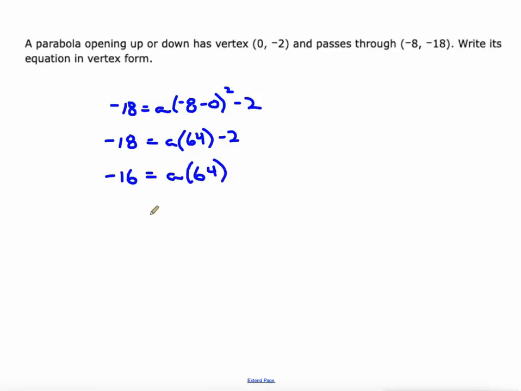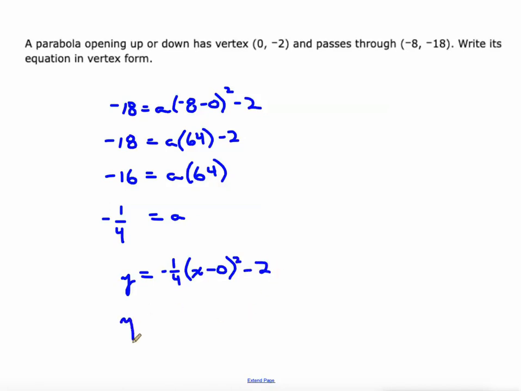And then we'll divide both sides by 64. So negative 16 over 64, 16 is a fourth of 64, so negative 1/4. So then we can write our equation, y equals negative 1/4, that's our a value, times x minus our h value, which is 0, squared plus k, which our k value is negative 2.